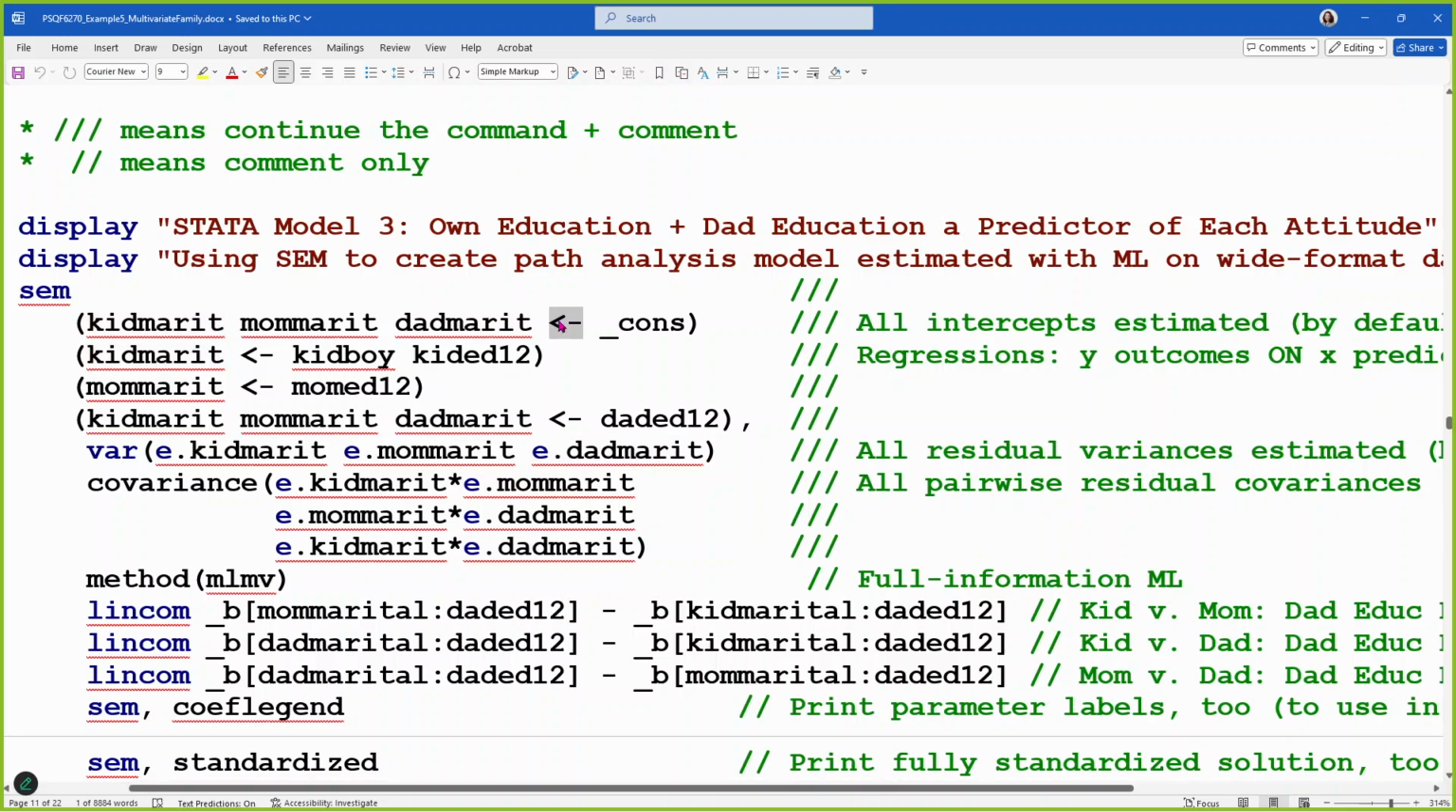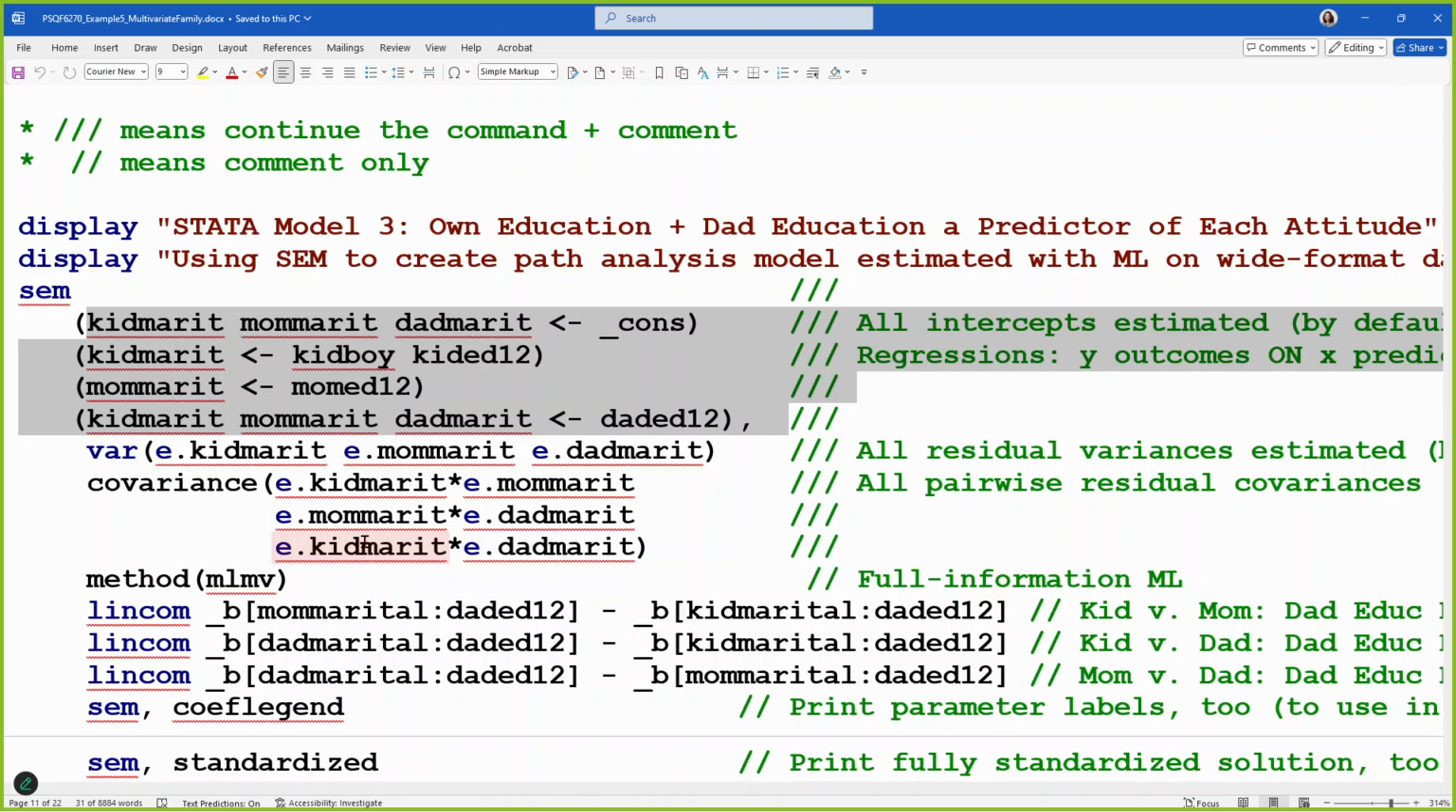So this first line here is saying I would like a fixed intercept for all 3 of my outcomes. And note that I'm not having 1 column called marital, I have 3 columns now. So we're back to the original form of the data. I'm then having 2 predictors of the kid's marital attitude, their gender, and then their own education. 1 predictor of mom's attitudes from her education, and then dad's education predicts all 3. So this functionally is 3 regression models at the same time. Separately but simultaneously. So this is analogous to the DV-specific intercept version that we were looking at before, because each column gets its own stuff.